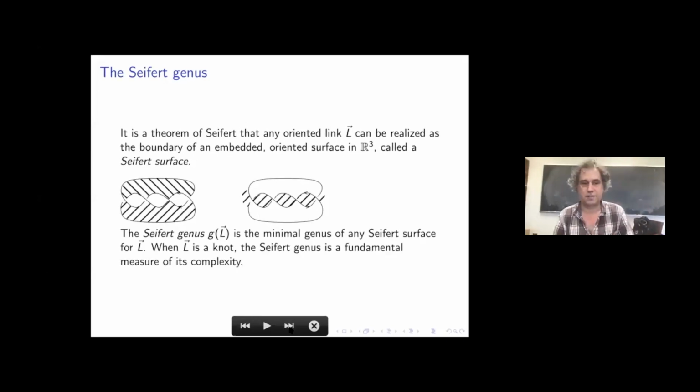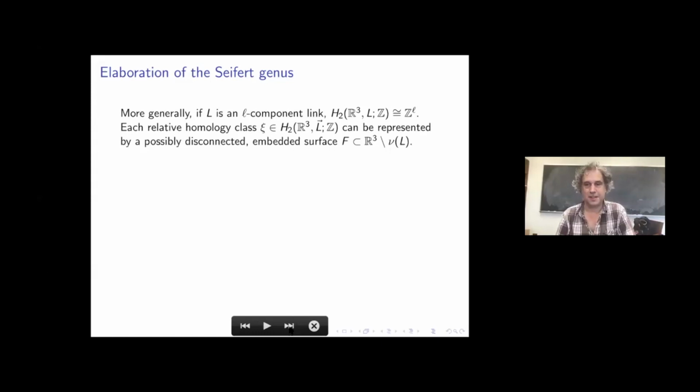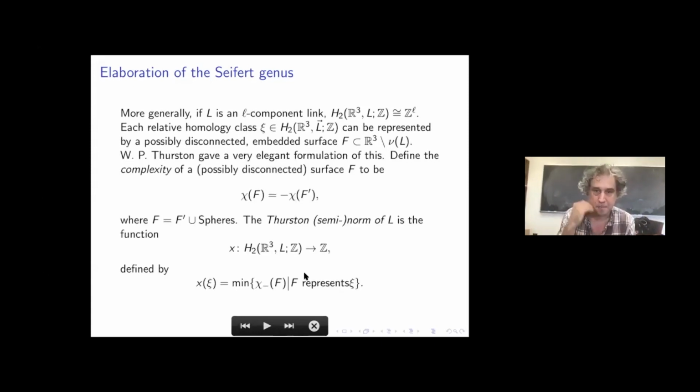You can think of this, if the link were a knot, as a fundamental measure of its complexity. So there are various elaborations of the Seifert genus. If your link has L components, then the relative two-dimensional homology of S^3 or R^3 relative to the link L is an L-dimensional vector space. For each relative homology class, you can find a surface that represents it. And one can ask, you have a function from the two-dimensional homology to the integers that tells you the minimal genus of a representative.